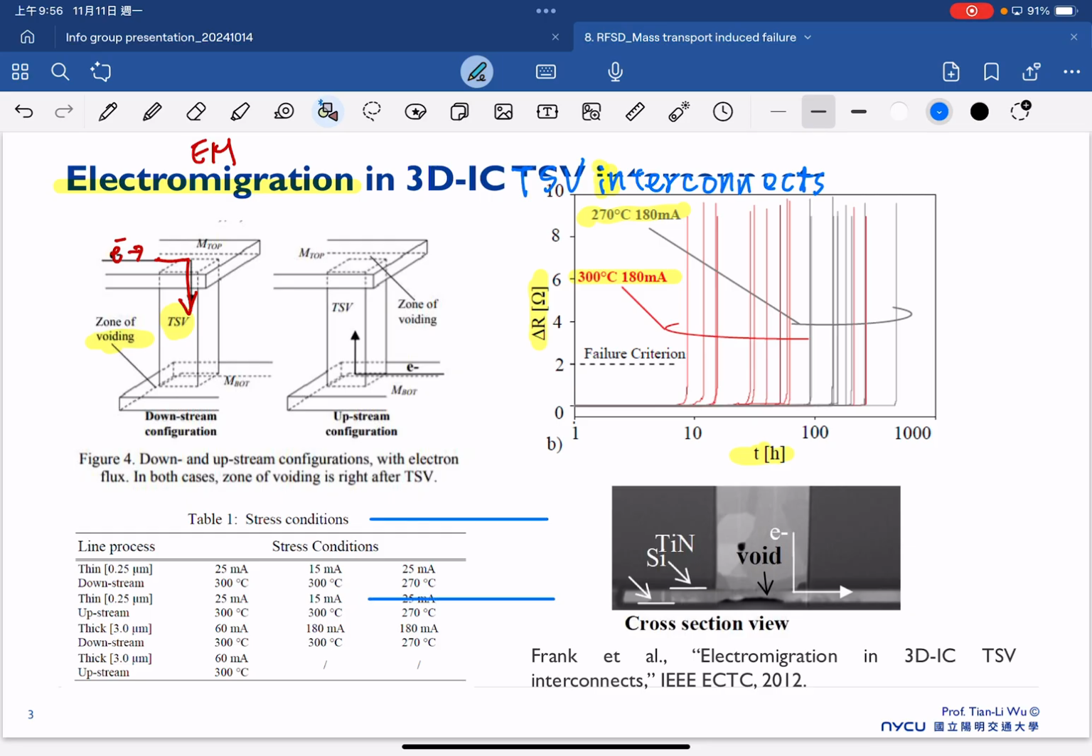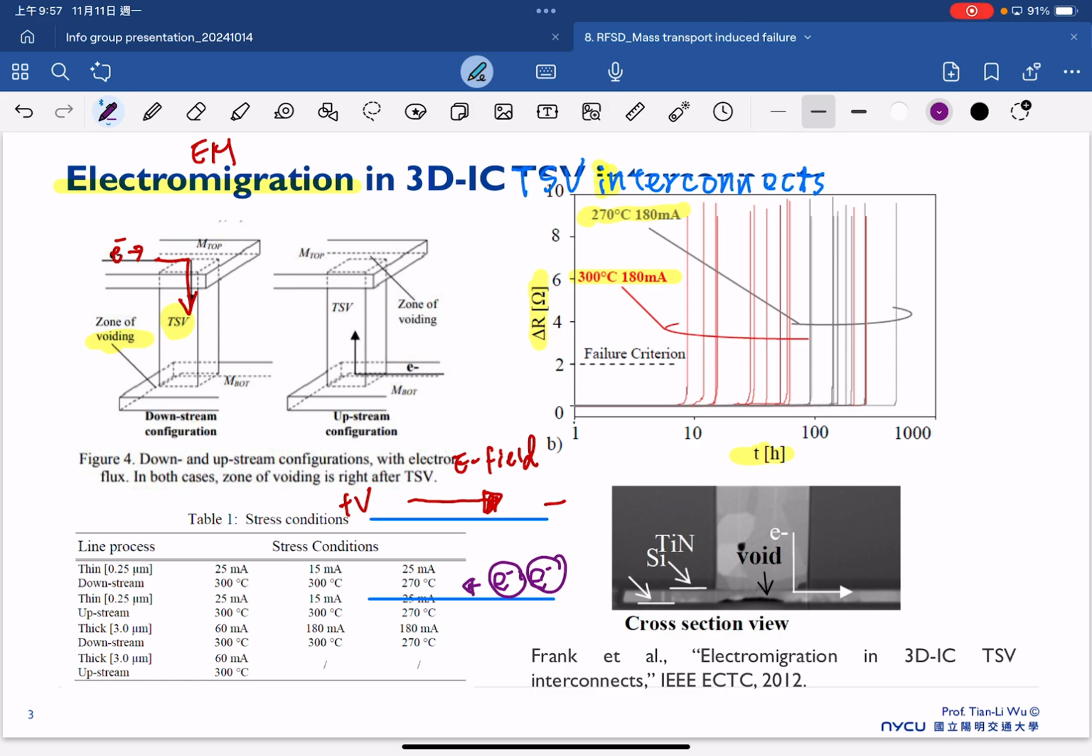mass transport induced void, we consider there is a piece of interconnection line, and then we apply the bias here. So our electric field is in this direction, from left to right. That means our electrons flow from the right to the left, right?